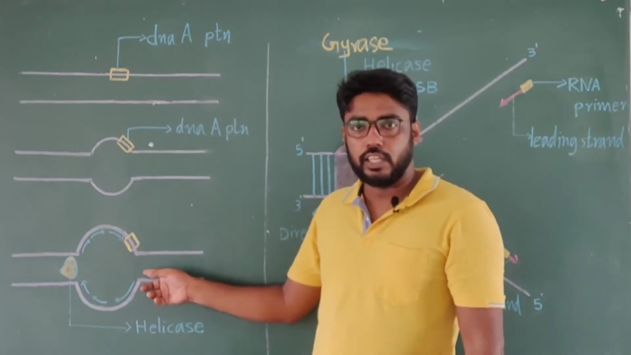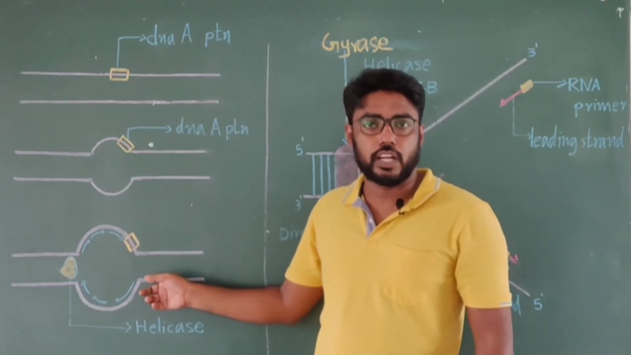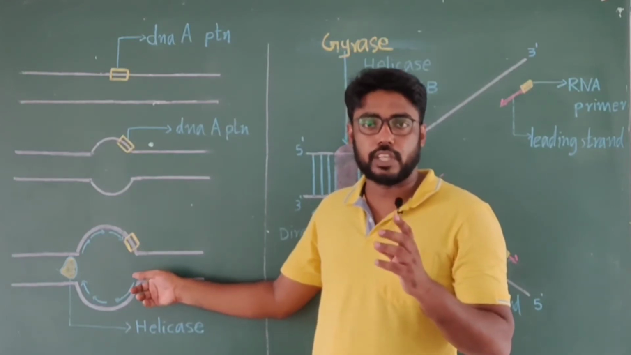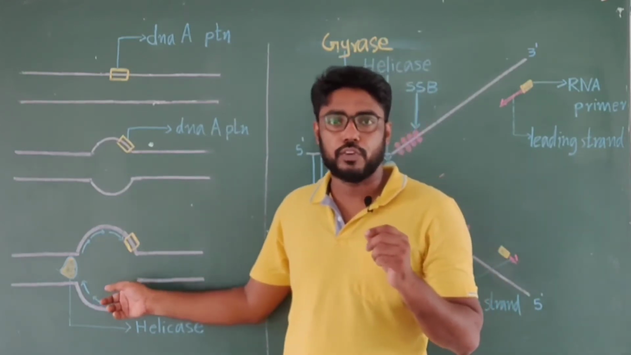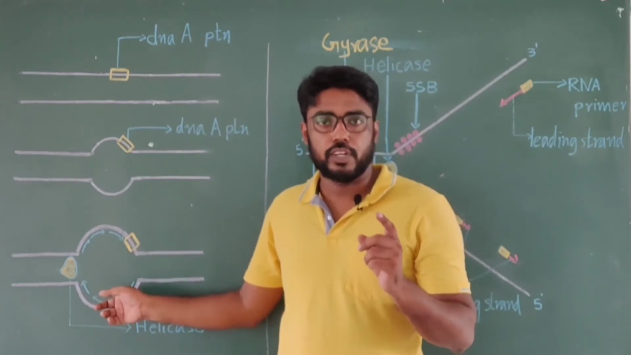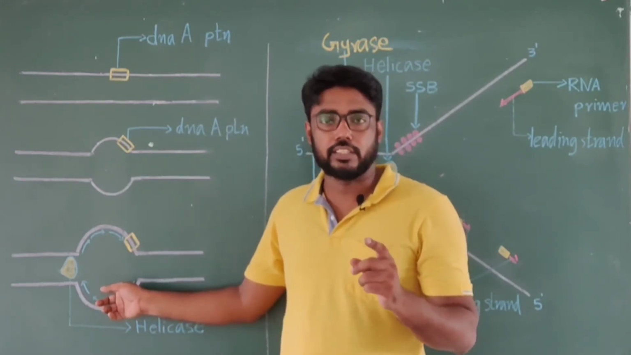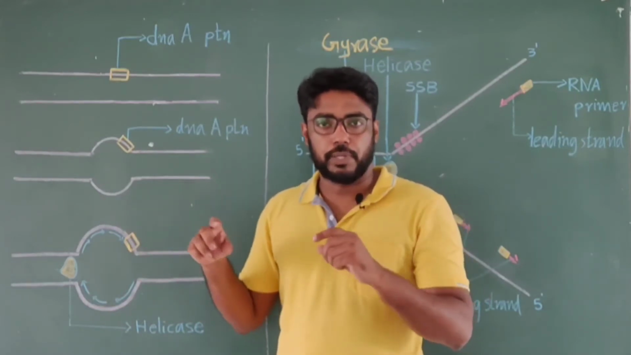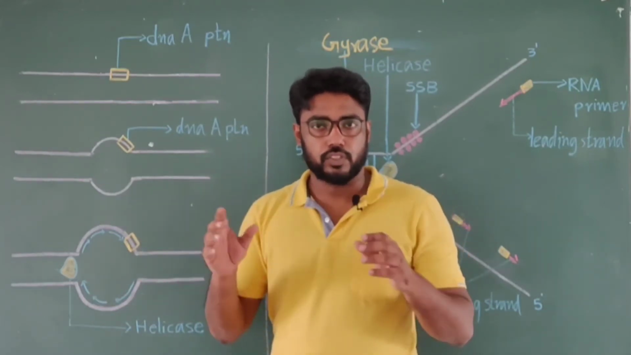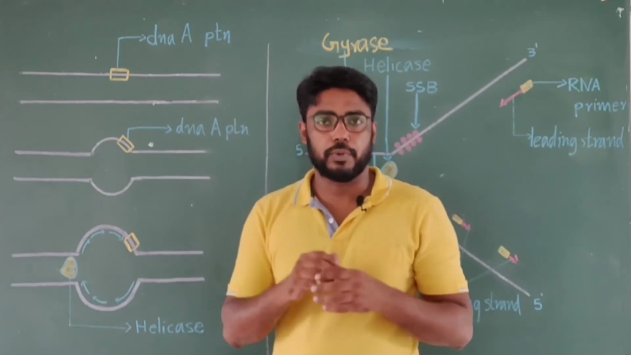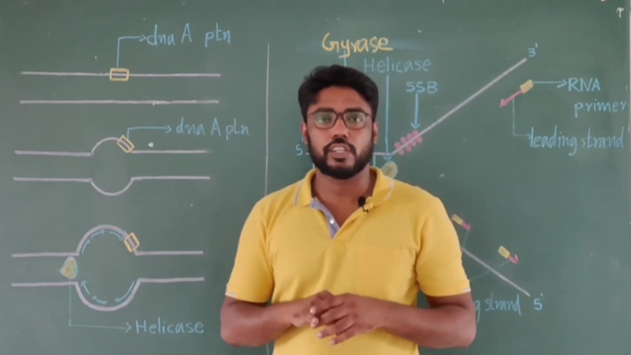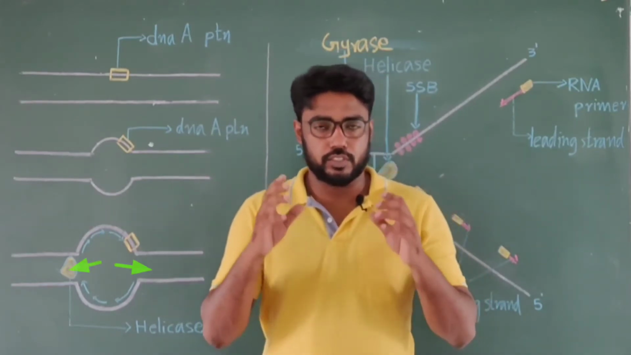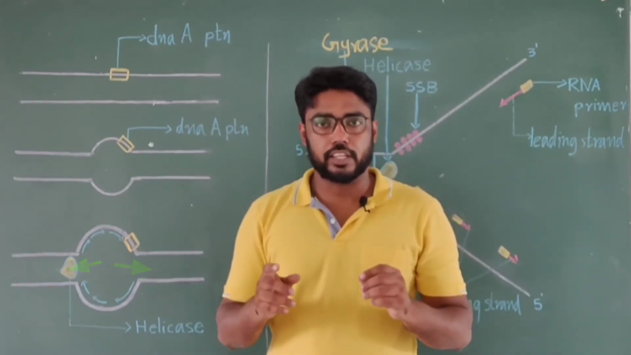We already defined that the activity of DNA helicase is removing the hydrogen bonds of double strand DNA. This DNA helicase will remove the hydrogen bonds of double strand DNA, which leads to the expansion of this bubble, and it forms a specialized structure called the replication fork.